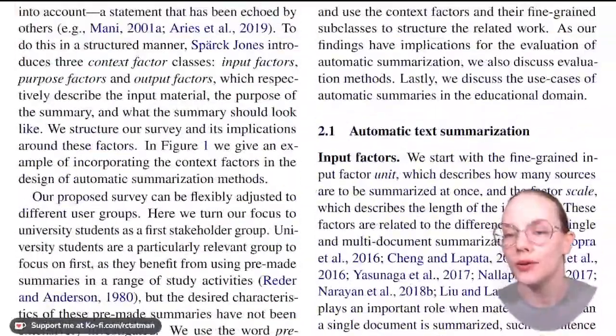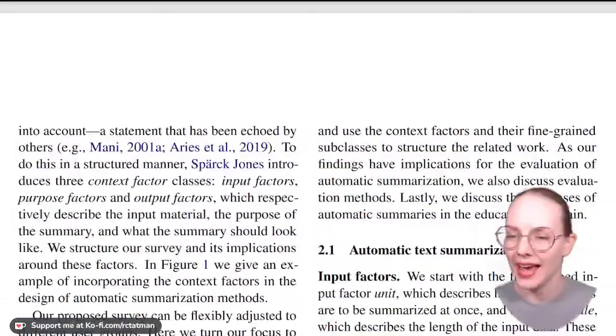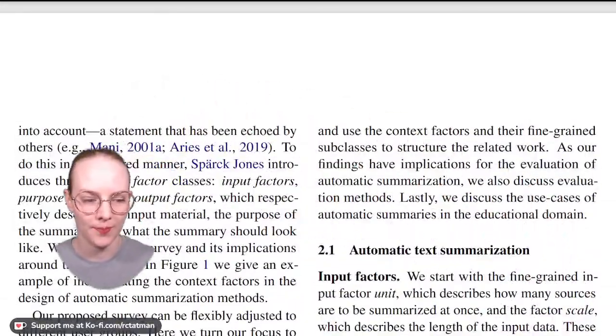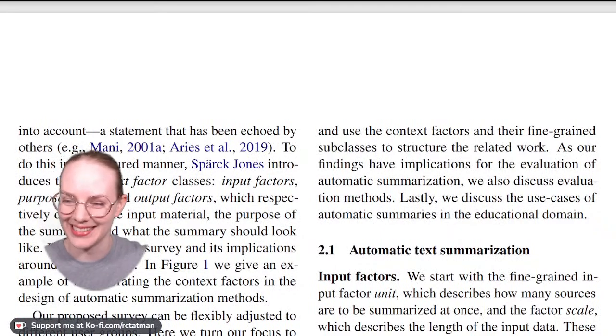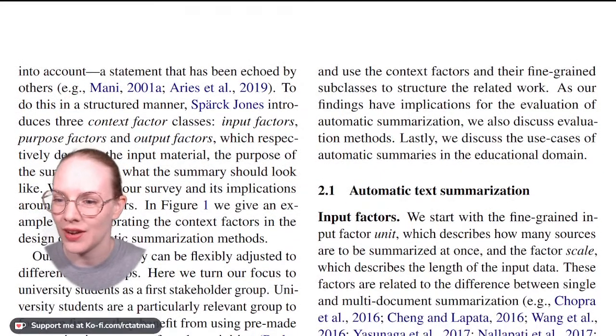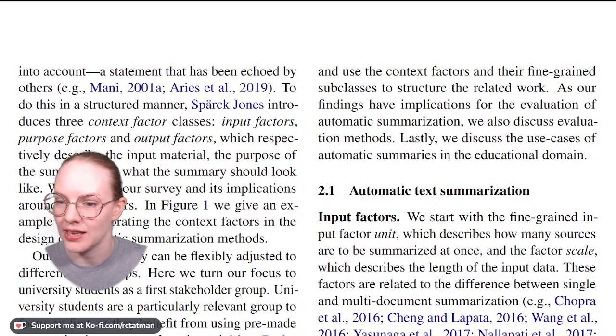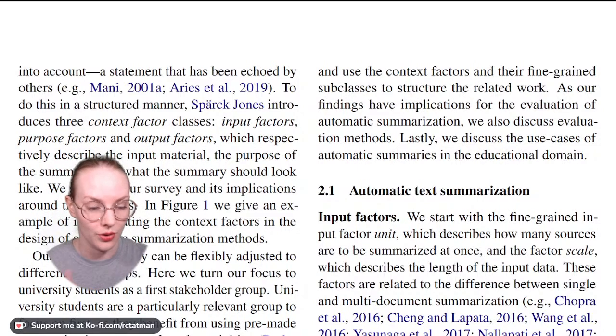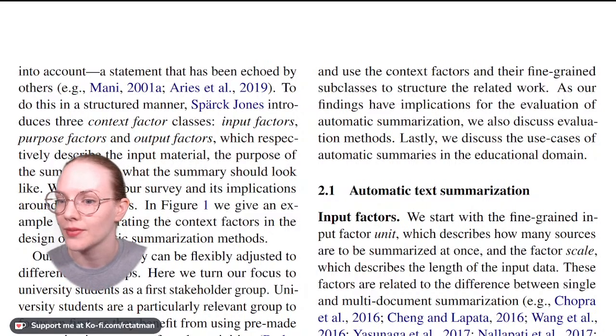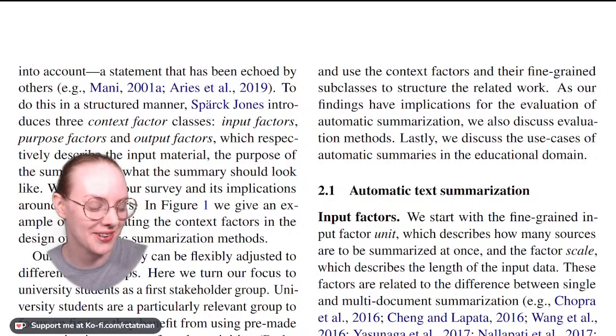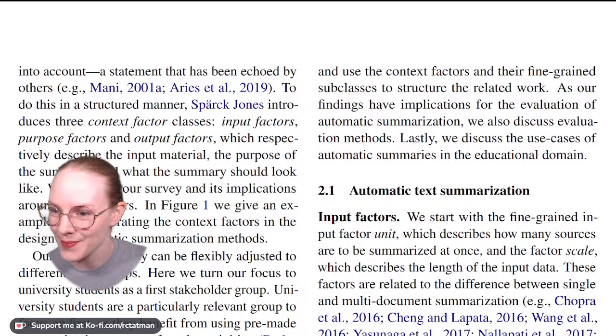Below, we explain and use the context factors in their fine-grained subclasses to structure the related work. As our findings have implications for the evaluation of automatic summarization, we also discuss evaluation methods. Lastly, we discuss the use cases of automatic summaries in the educational domain. Fabulous. We're going to get even more review, which is part of the reason why I picked this paper, because I think it's going to have a lot of review of relevant work. Also, so far, it's been excellently written. I would give the clarity and informativeness a high score.